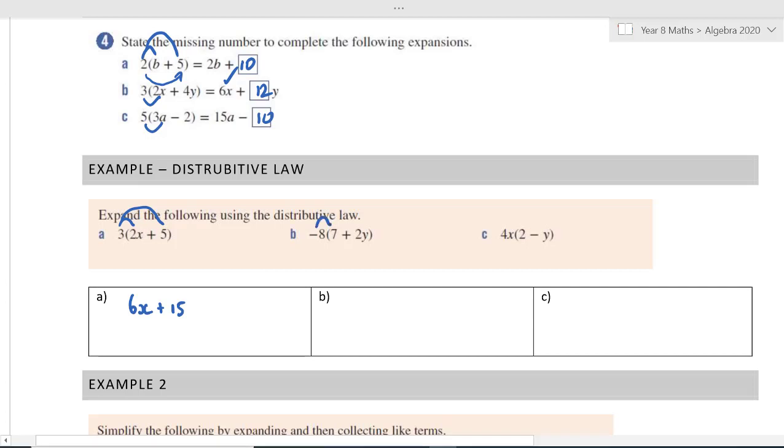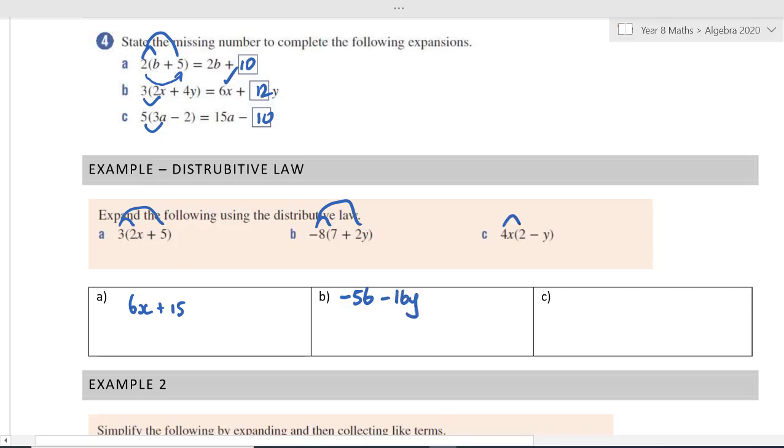What about this one? Minus 8 times 7 is what? Minus 56, good. Okay, and what's the other expression we've got? Minus 8 times 2y. Negative 16y, very good, Louise.